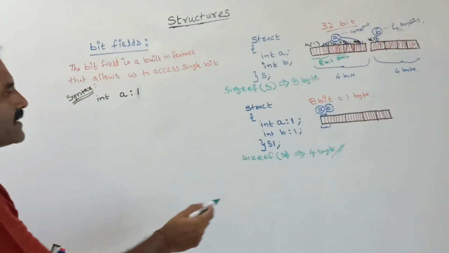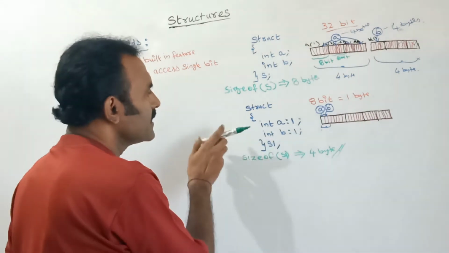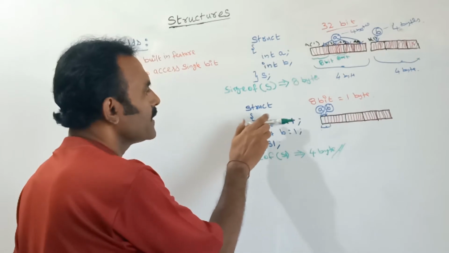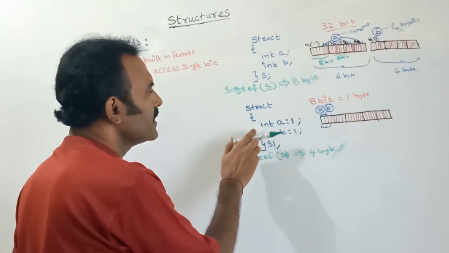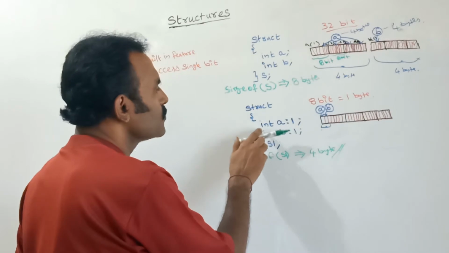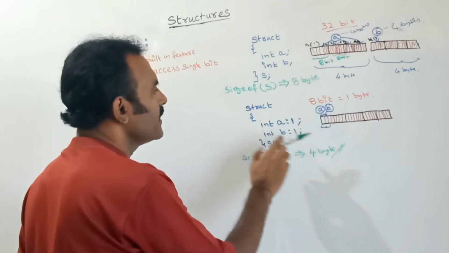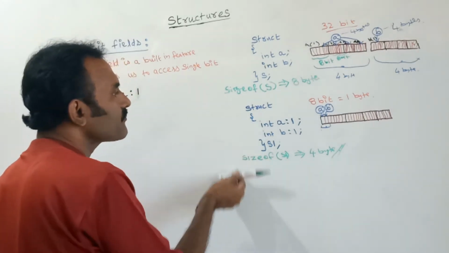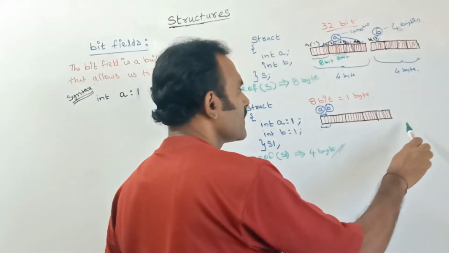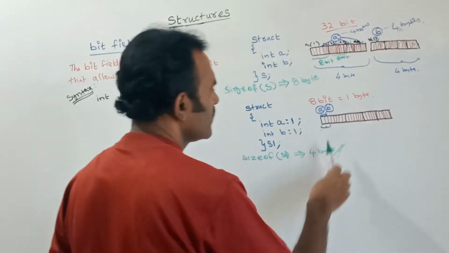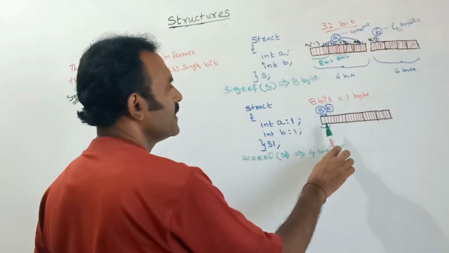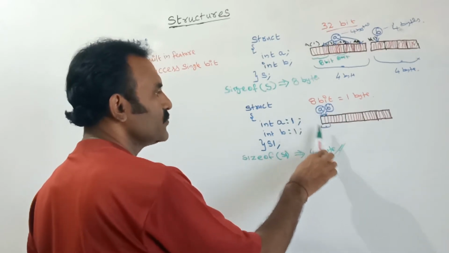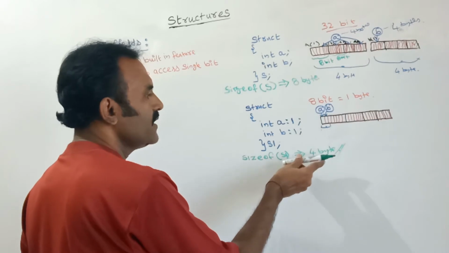Suppose you are declaring the bit field structure, here also integer A and integer B. Here for this A I am assigning only 1 bit. Same way for B also I am assigning only 1 bit. So totally 2 bits only it will occupy. But when we print the size of this structure, it will tell the size of the complete block of memory. So among these 4 bytes, we have not even used 1 byte, only 2 bits were used here. But the result will be 4 bytes.